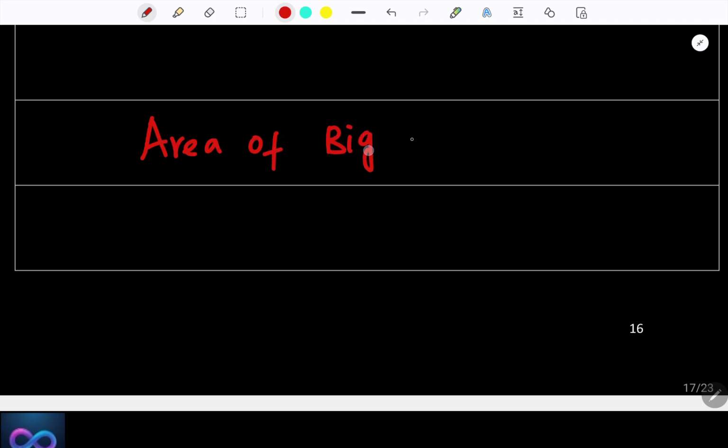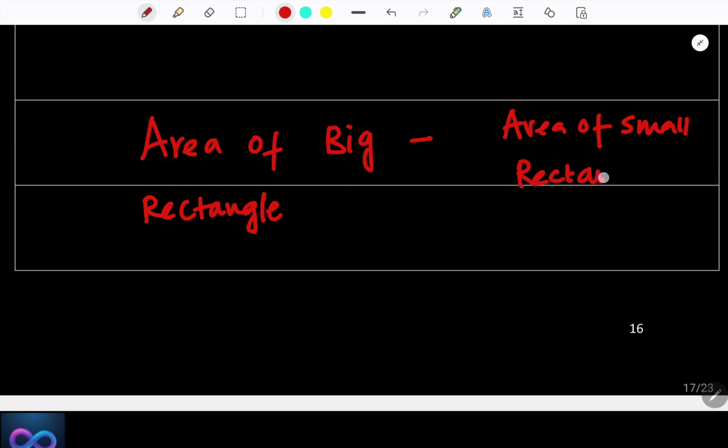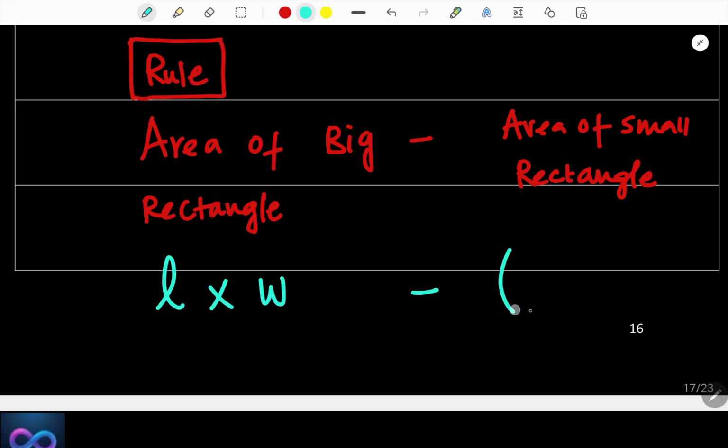So how are we going to calculate? We are going to calculate area of big rectangle minus area of small rectangle. Very easy, right? This is the rule we are going to use. Area of the big rectangle minus area of the small rectangle. So, what is the formula I told you? The formula is length multiplied by width. Right.